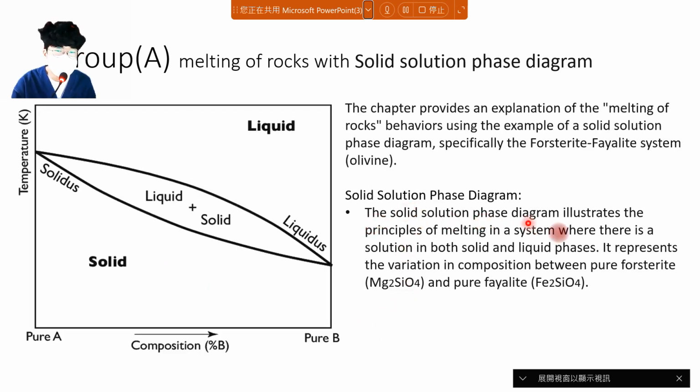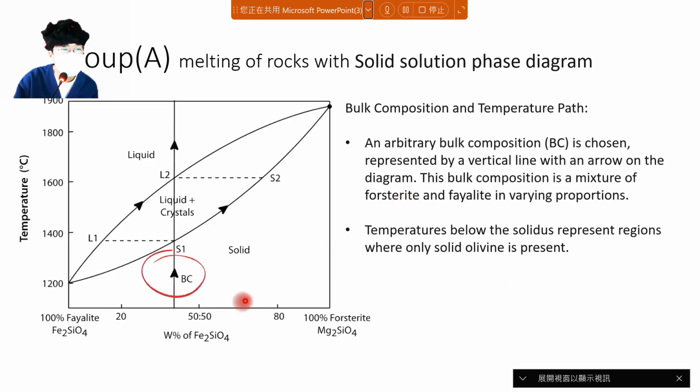The solid solution phase diagram illustrates the principle of melting in a system where there is solution in both solid and liquid phases. It represents the variation in composition between pure forsterite and pure fayalite. An arbitrary bulk composition is chosen, represented by a vertical line with an arrow on the diagram. This bulk composition is a mixture of forsterite and fayalite in varying proportions.